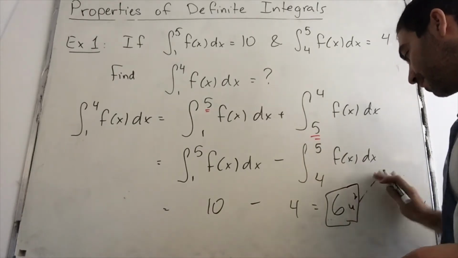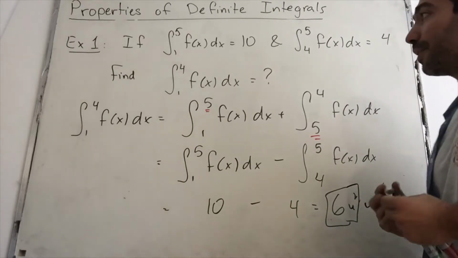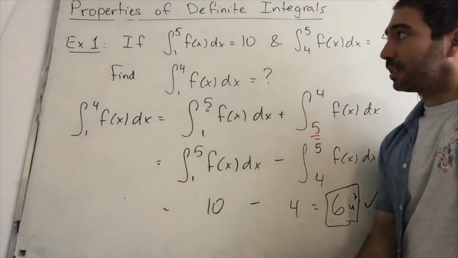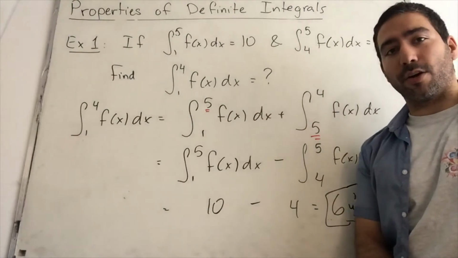Because we're talking about area. Okay, so this is an example of using properties. Let's take a look at a harder example.